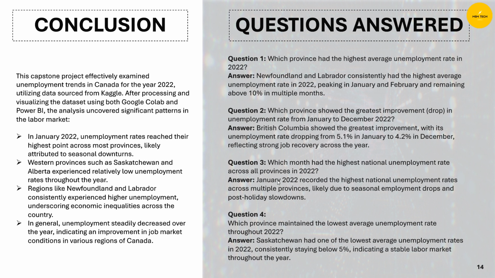And third, which month had the highest national unemployment rate across all provinces in 2022? January 2022 recorded the highest national unemployment rate. And which province maintained the lowest average unemployment rate throughout 2022? Saskatchewan had one of the lowest average unemployment rates in 2022, consistently staying below 5%, indicating a stable labor market throughout the year.